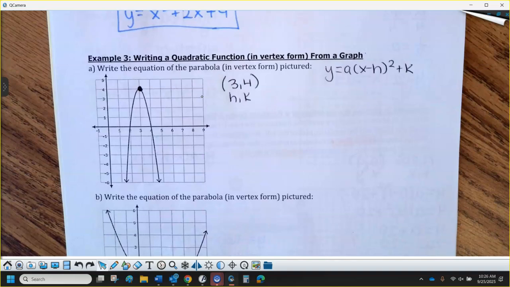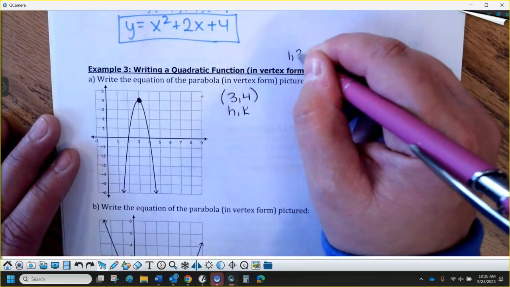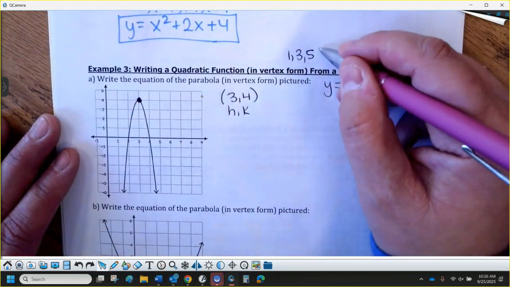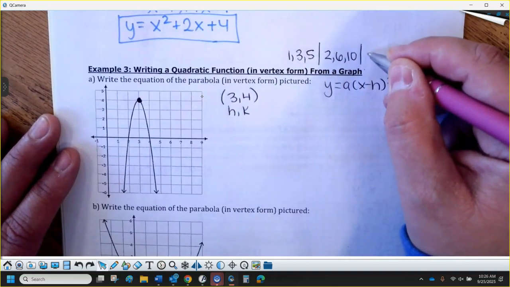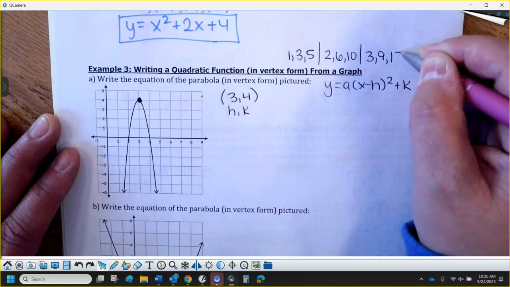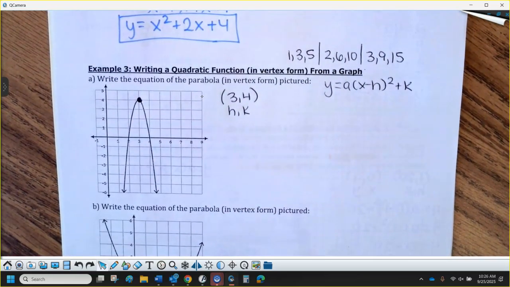Okay, I want you guys to think about a couple of our patterns just real quick. I'm just trying to show you how to cheat. All right, so if it's 1, it's 1, 3, 5. If it's 2, it's 2, 6, 10. If it's 3, it's 3, 9, 15. So that first number in the pattern is the a value. I could keep making other patterns, but it's because it's 1, 3, 5, the very first number, if the a value is not 1, is going to be the a value.